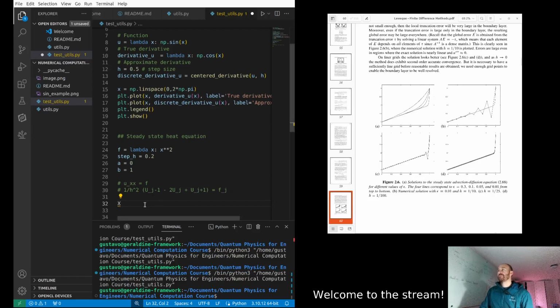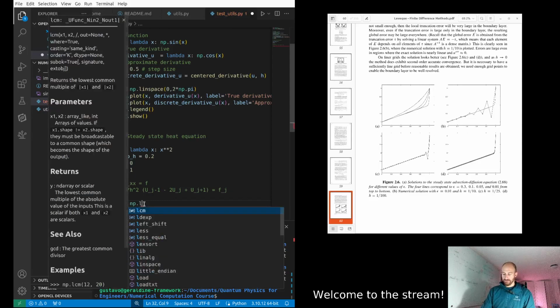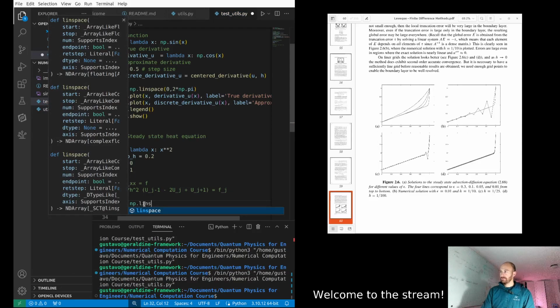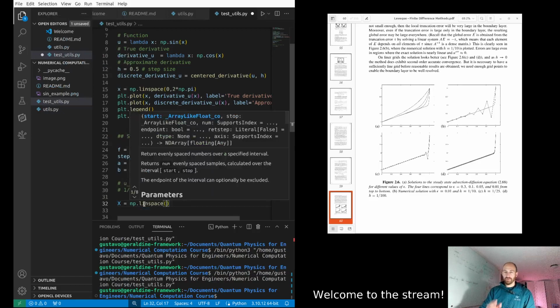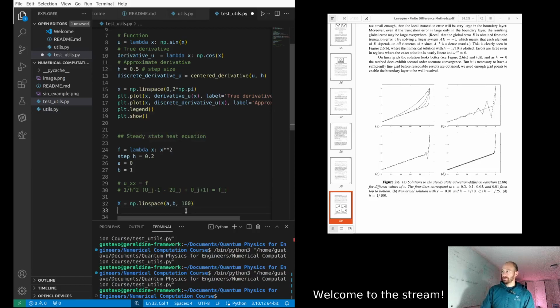Let's finish here the system. So first, let's make a partition of the domain. So we'll go from A to B. Maybe we'll do 100 points, for example. This means that our step size is going to be... I guess what I wrote before will not work, but so we'll do 100 points.